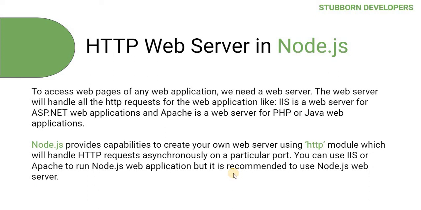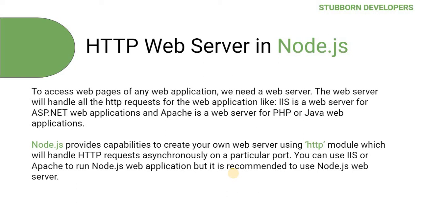I am Nitin Sharma and today in this video we are going to discuss the HTTP web server in Node.js. Actually guys, to access any web pages of any web application, we need a web server. The web server will handle all the HTTP requests from the web application, like IIS is a web server for ASP.NET. If you may be aware of ASP, we were using the IIS server at the time of handling ASP.NET web applications, and Apache is a web server for PHP and Java web applications.